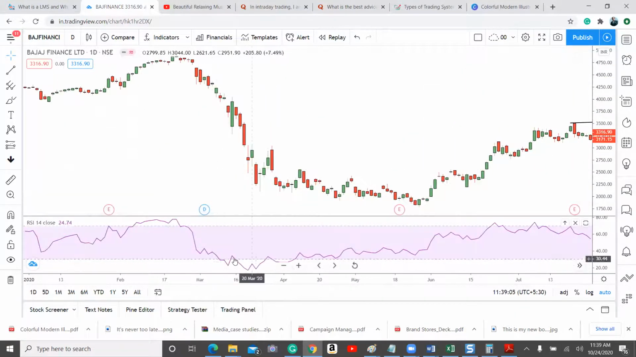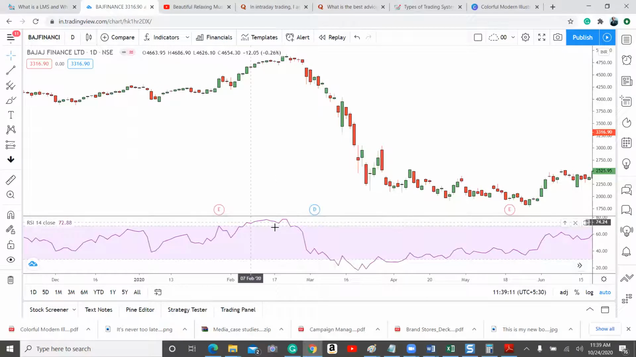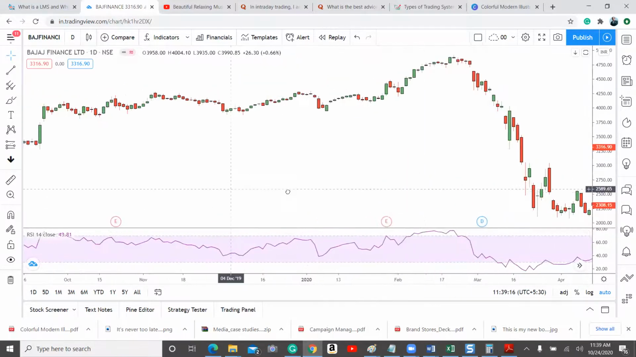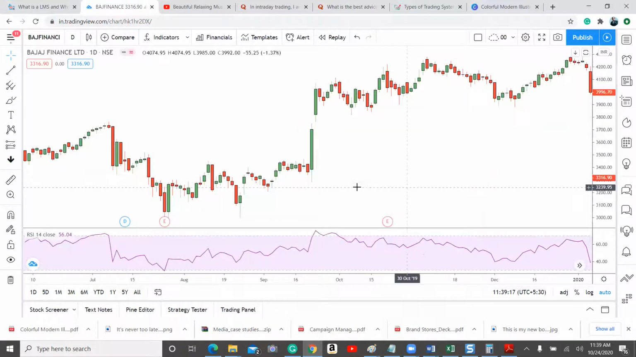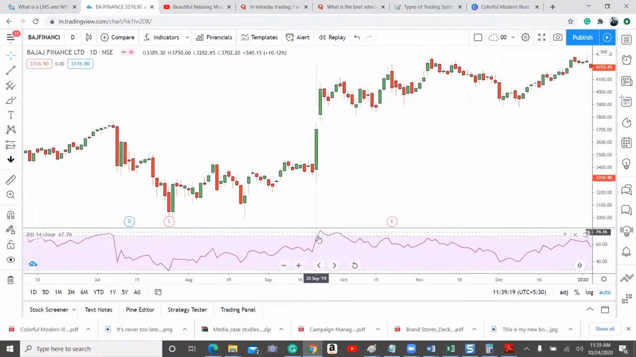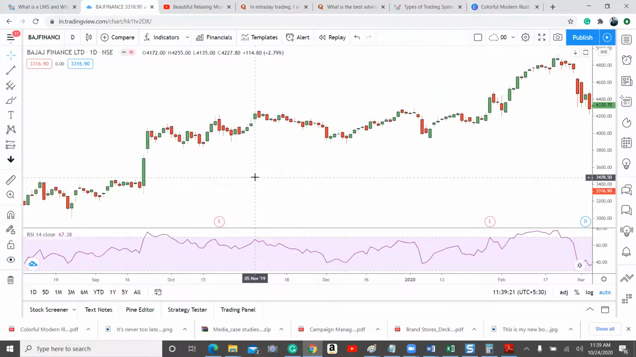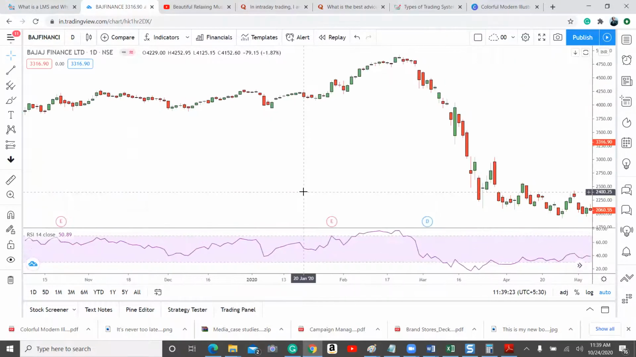RSI reading below 30 is considered oversold actually, and any value above 70 is considered overbought. Can you see this? This is an overbought scenario. So this is how one can use it here. Also, it is an overbought scenario. So this is how one can use the RSI indicator.